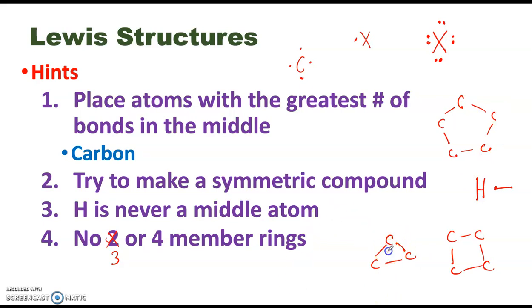Because the bond angles here are too sharp, the carbon would never make this bond. Same thing here. Carbon can't make 90-degree bond angles, but for a pentagon, these are acceptable angles for carbon to make bonds, and same thing with hexagons.